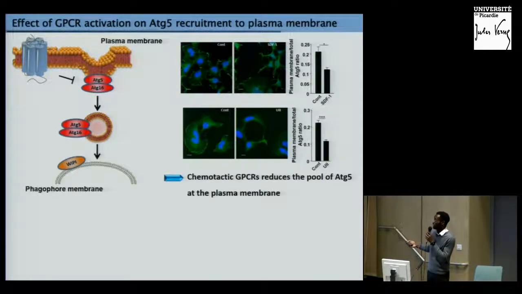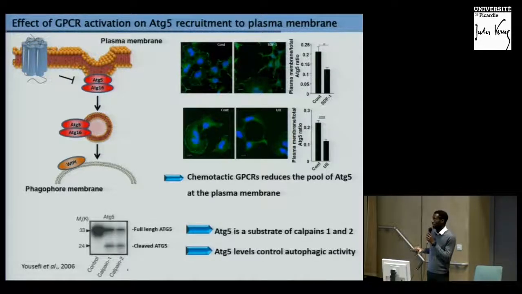As we noticed, a strong portion of ATG5 localizes to the plasma membrane already. And treatment of cells with either SDF1 or U2 once again strongly inhibited recruitment of ATG5 to the plasma membrane. So the question was, how might ATG5 be affected by these chemotactic GPCRs?